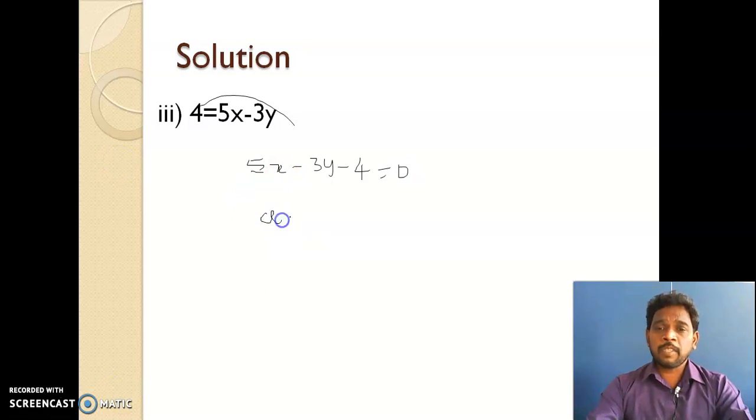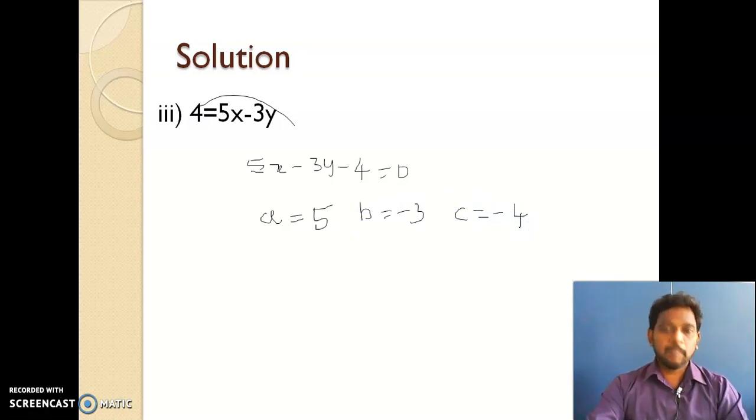A is nothing but the coefficient of x, that is 5, and b is nothing but the coefficient of y, that is minus 3, and c is nothing but your constant term. So the constant term means minus 4, right? Look at the next one.